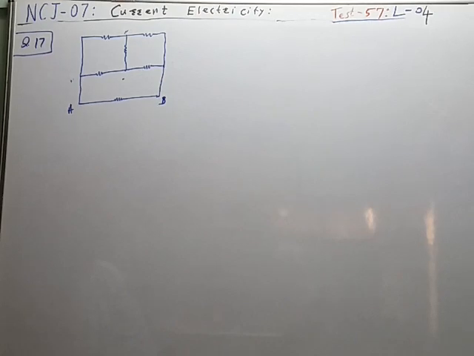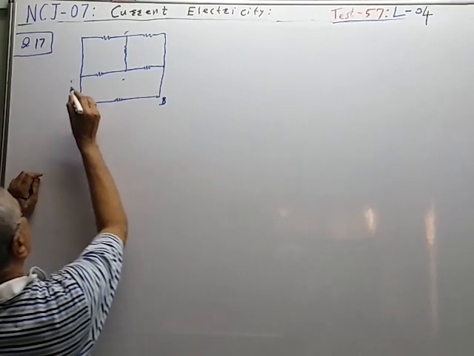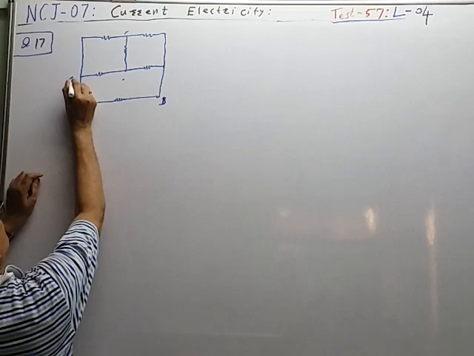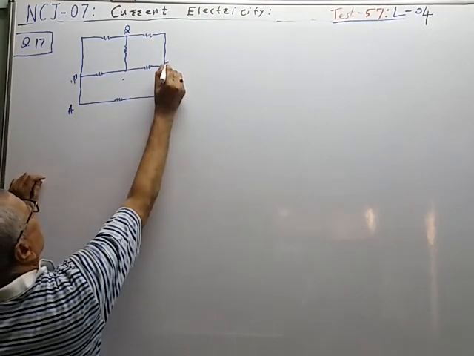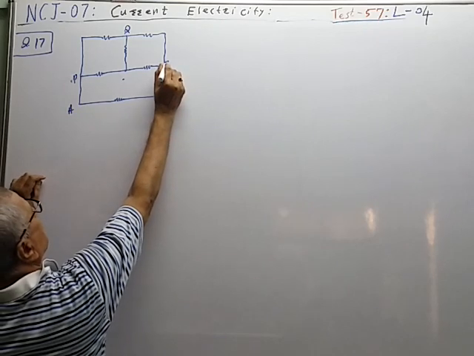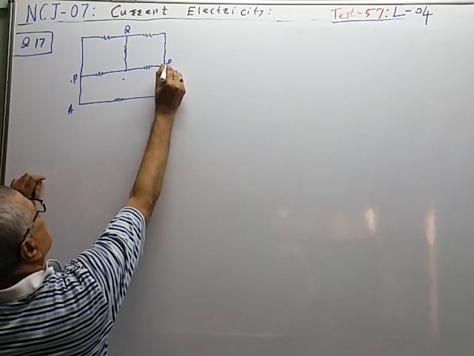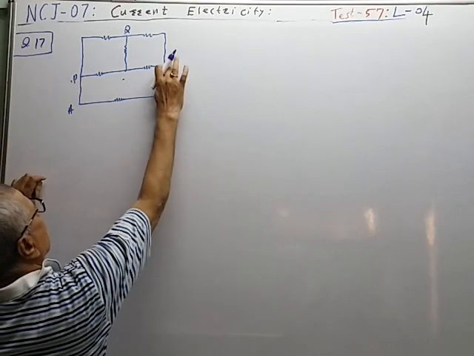And you have to find the potential difference. And now I will denote this by P, Q, R, S, T.